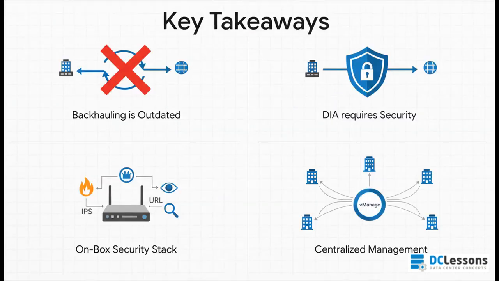All right, so let's just quickly wrap up the key takeaways here. Number 1, backhauling traffic is an old model for a bygone era. It's a bottleneck in our cloud-first world. Number 2, direct internet access is the answer for performance. But, and it's a big but, it has to come with serious, integrated security at the branch. And finally, modern SD-WAN solutions give you that security stack right on the box, and tools like vManage make it simple to deploy and manage across your entire enterprise.